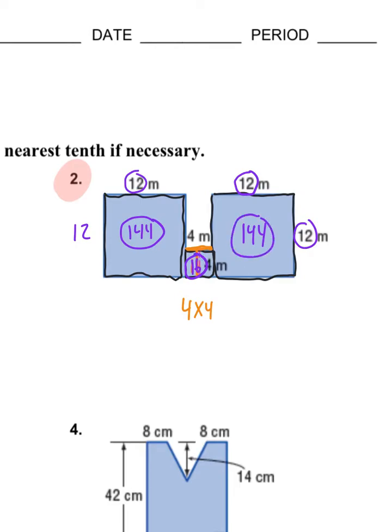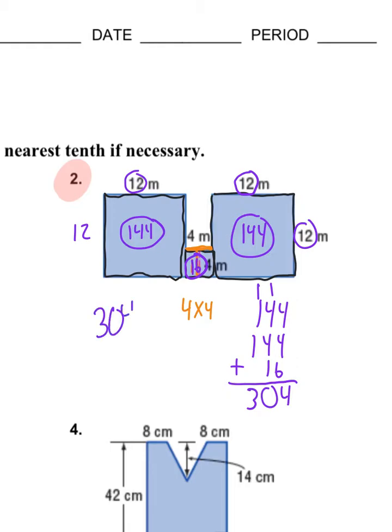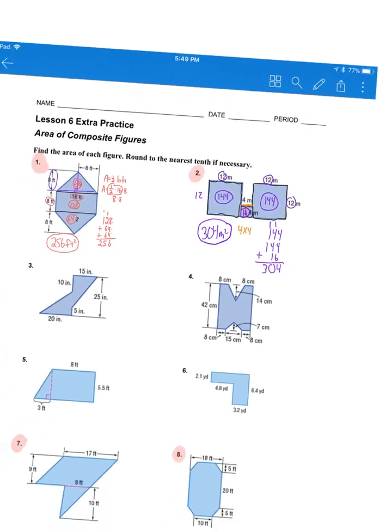So to find the total area, we have to add those up. 144, 144, and 16. And you get 304. So our answer to this one should be 304 square meters. If you had that one right, give yourself a C. All right, 2 down, 2 to go.